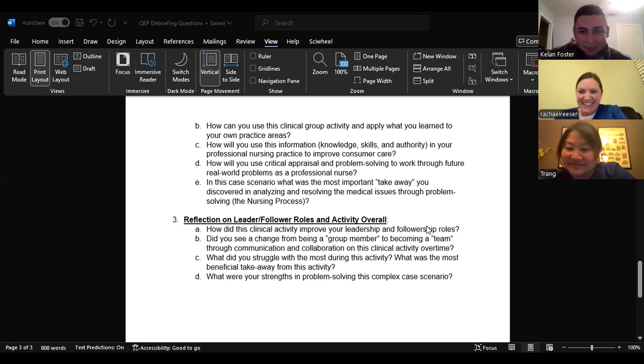Okay. Anyways, reflection on leader-follower roles and activity overall. I believe this section isn't so much about the case scenario, it's just about our group in general and how we feel we improved, we exceeded, maybe fell short on different things, and I guess we get to air our feelings about our roles and how we collaborate. Letter A says, how did this clinical activity improve your leadership and followership roles? Would y'all like to go first, or me? Let's save time. We only have 10 minutes.